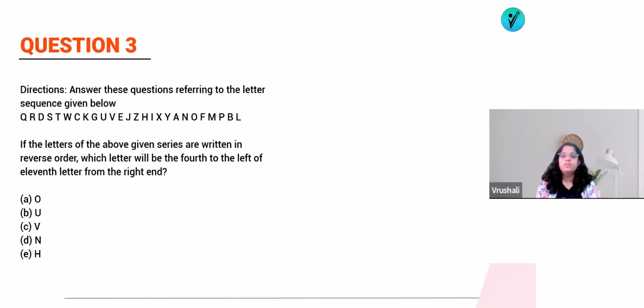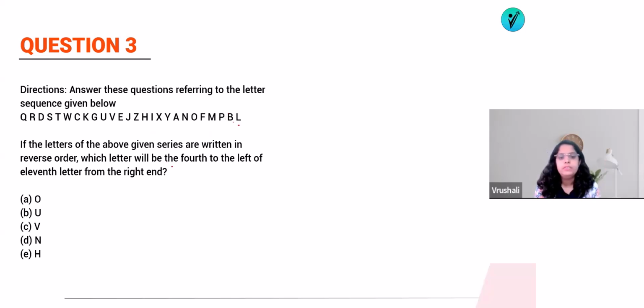Question number 3 is here on the screen. Directions are: answer this question referring to the letter sequence given below. If the letters of the above given series are written in reverse order. Reverse order means what will you do? L, B, P, M, F, O. You will start from the left-hand side and count from the right-hand side. This means the series will become L, B, P, M, F.